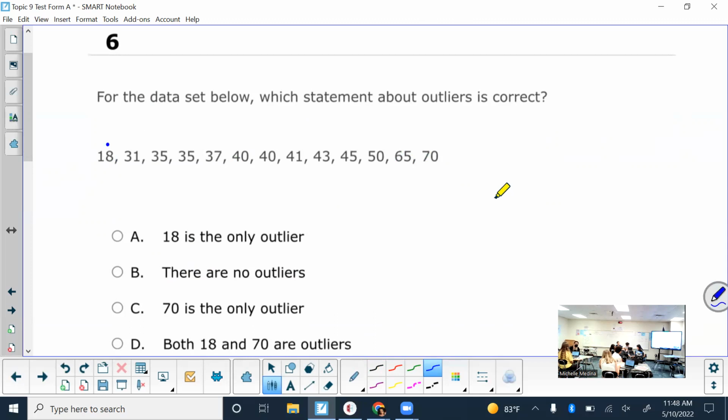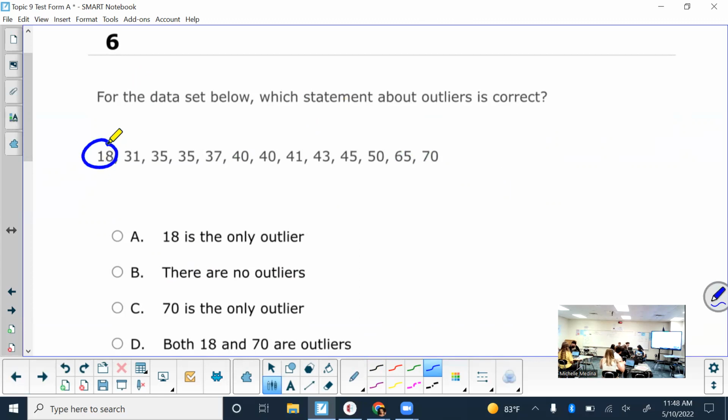So not just eyeballing it. How can I know for sure? The formulas, where are those formulas? On the board. So they will be there for your retake as well. Feel free to write them in your notes if you want to.